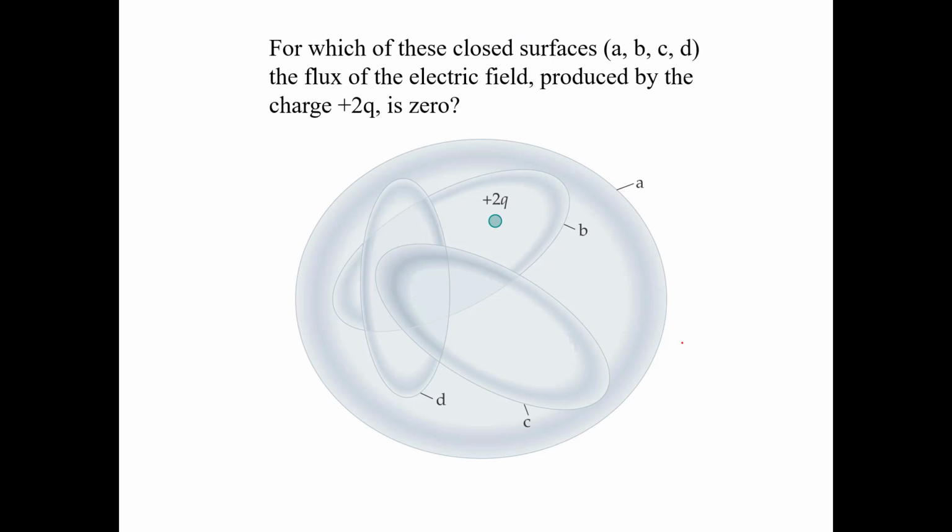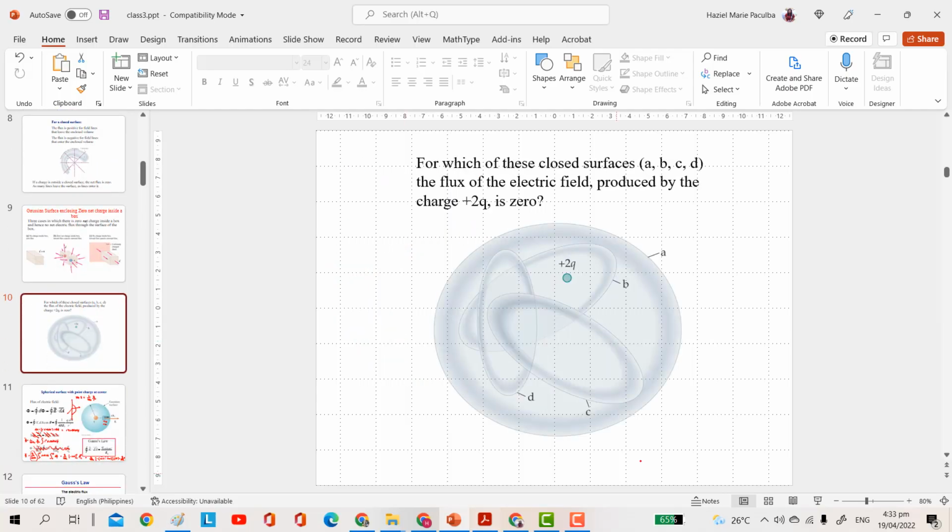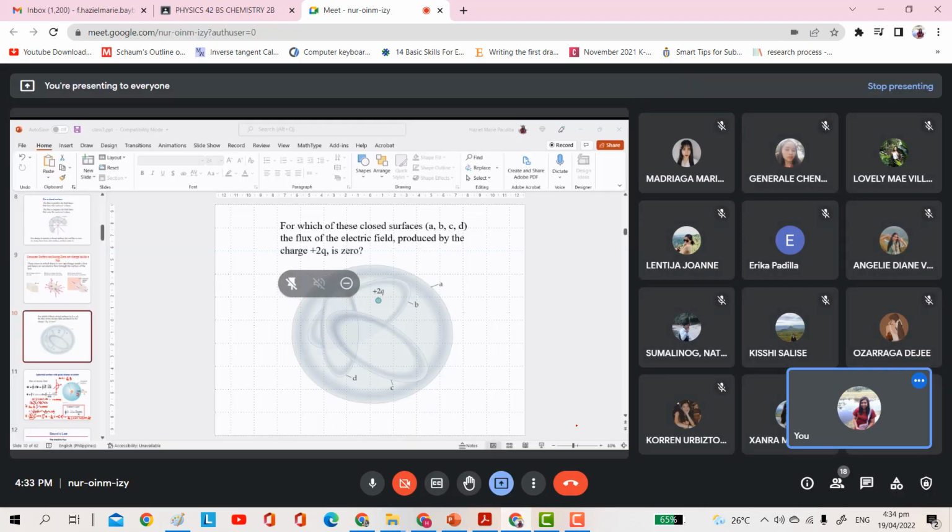Now, here is another quick quiz. For which of these closed surfaces, A, B, C, and D, is the flux of the electric field produced by the charge plus Q zero? So we have surface A, and then this one is B, and then C, D. For which of these closed surfaces is the net flux zero? Can you identify? Which one, class?